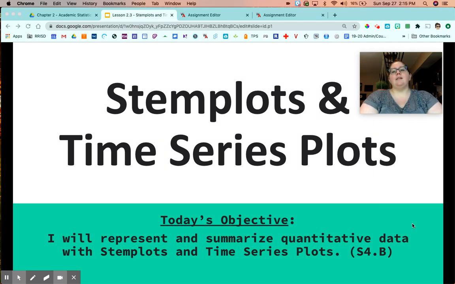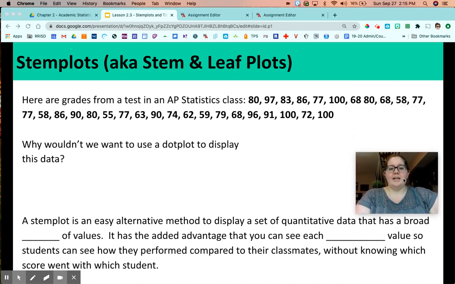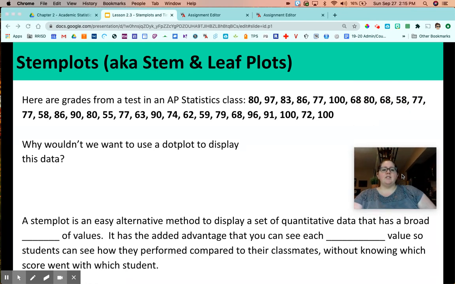So let's start with a stem plot. So a stem plot, otherwise known as a stem and leaf plot. We're going to just look at this by creating an example. So these are grades from a test in an AP statistics class from a previous year and a previous teacher. So we've got this list of grades, 80, 97, 83, 86, etc.